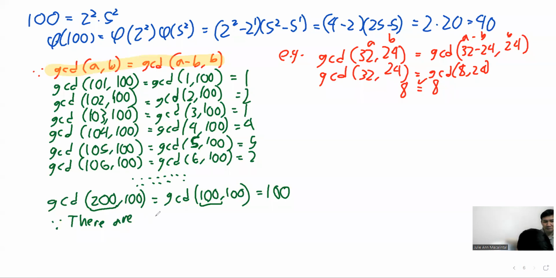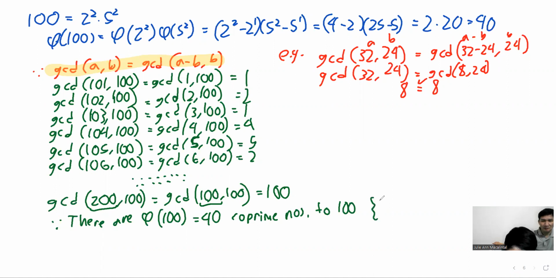There are phi of 100, Euler's totient function of 100, equal to 40, as we've seen above. 40 co-prime numbers to 100. This is the set from 1 to 100.